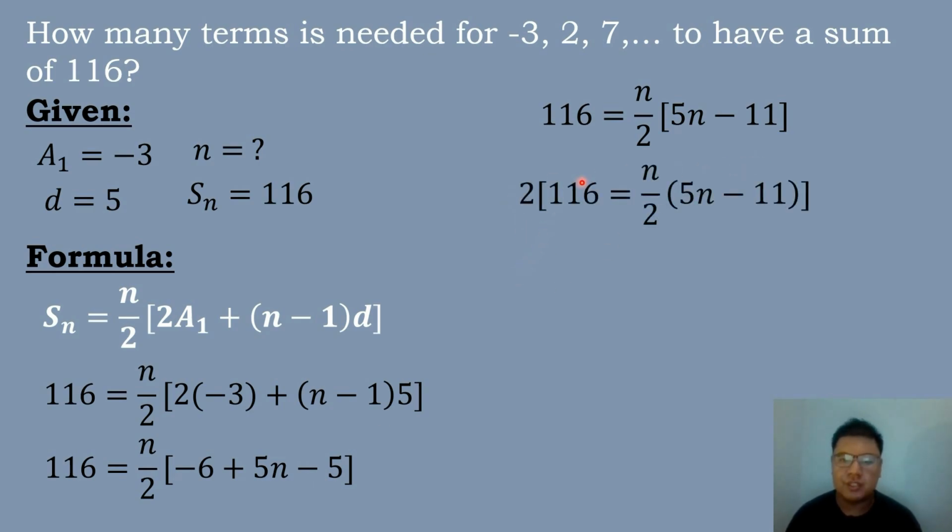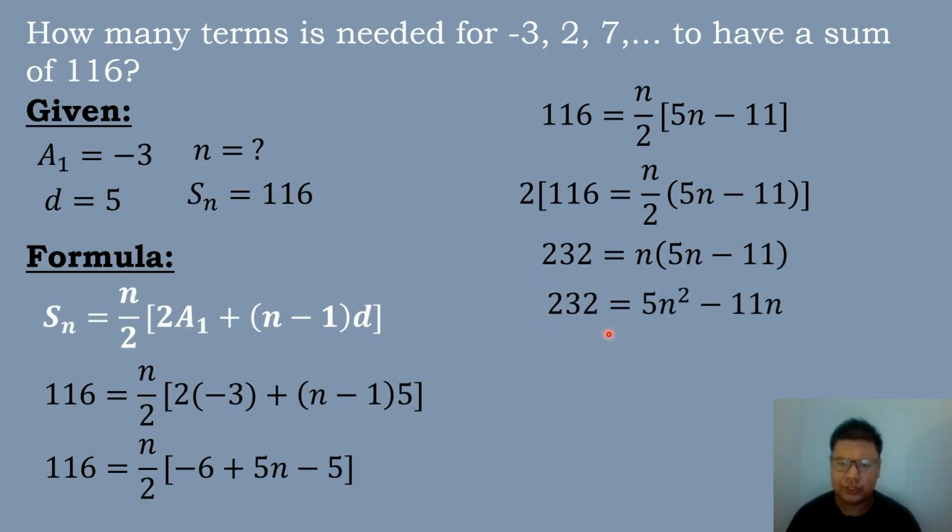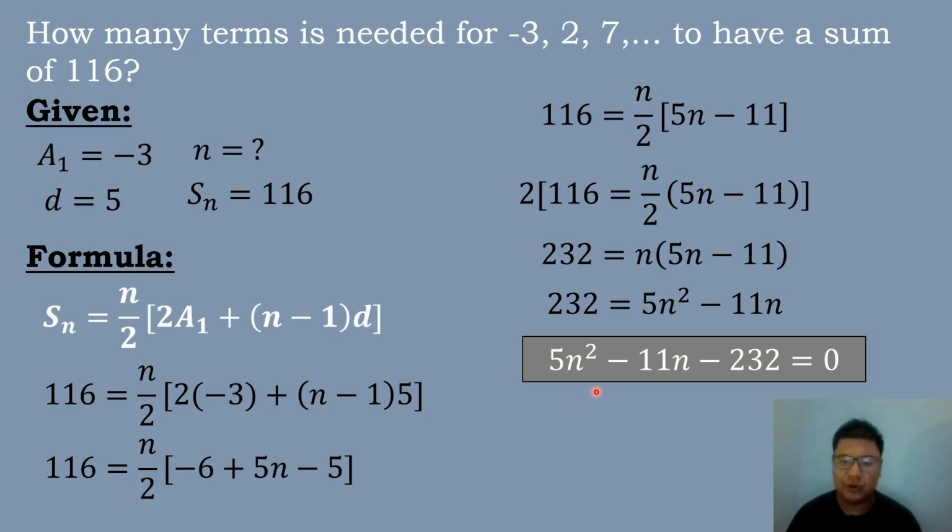And then multiply both sides by 2. So 2 times 116 is 232. And then 2 times n over 2 is n, times 5n minus 11. And then bring down 232 equals n times 5n is 5n squared. n times -11 is -11n. And then arrange in descending order. So we have 5n squared minus 11n, 232 transposed to the left becomes negative, minus 232 equals 0.